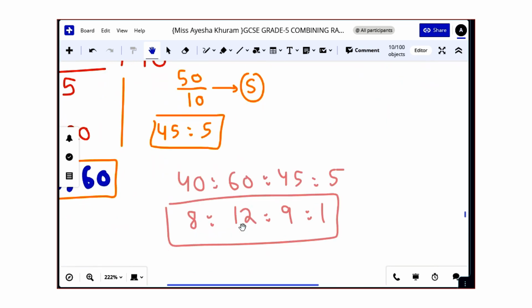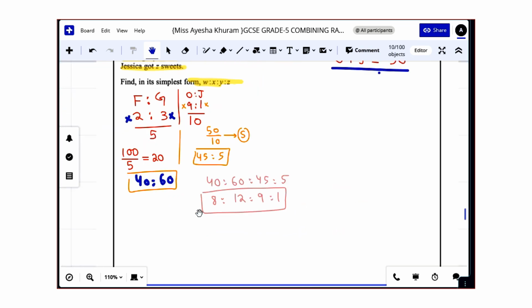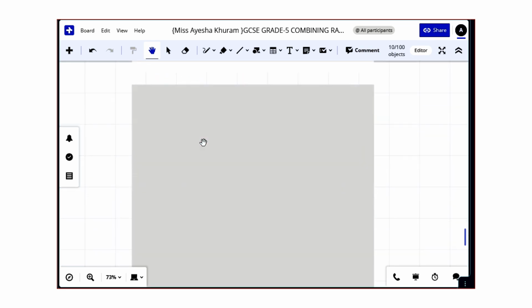The question had very big numbers. I just simplify, and that's my answer. Make sure, kids, that the question says they need the answer in simplest form. Alright, I hope that makes sense to you.